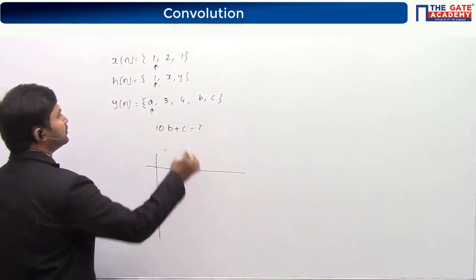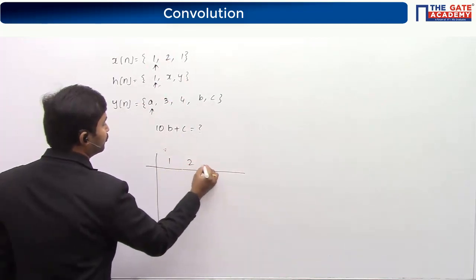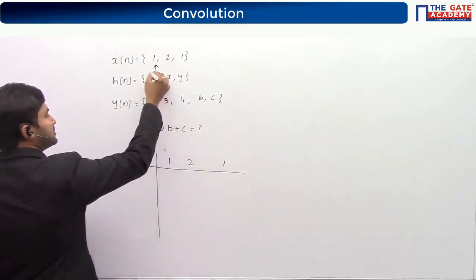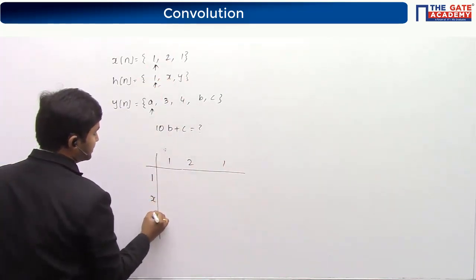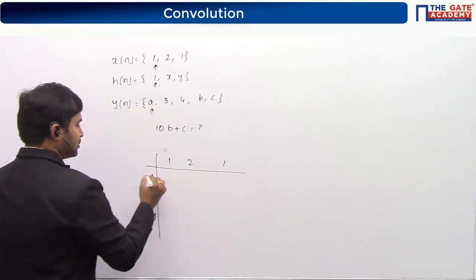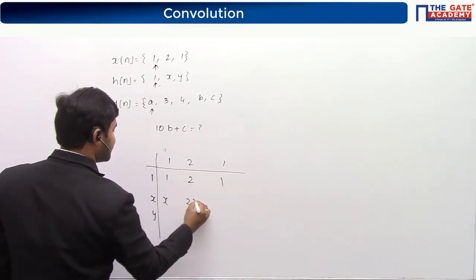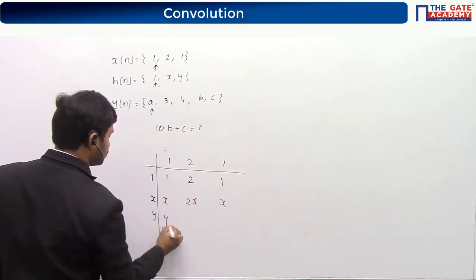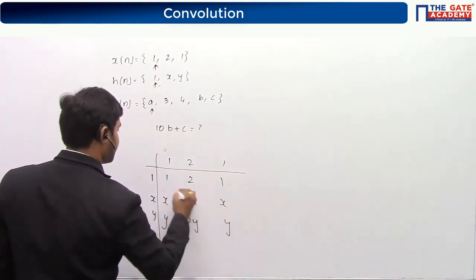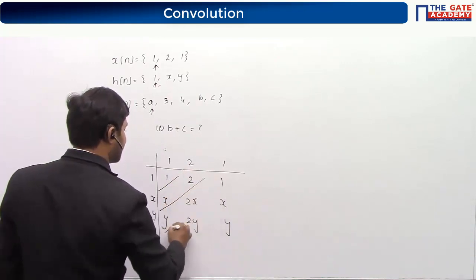So what we can do here is, as usual, apply the tabular method, because we know there are 3 samples here, 1, 2, 1, and h of 0 is given. The remaining 2 samples are considered as x and y. So now I can consider 1, 2, 1, x, 2x and x, y, 2y and y. So I'll be drawing the diagonals.